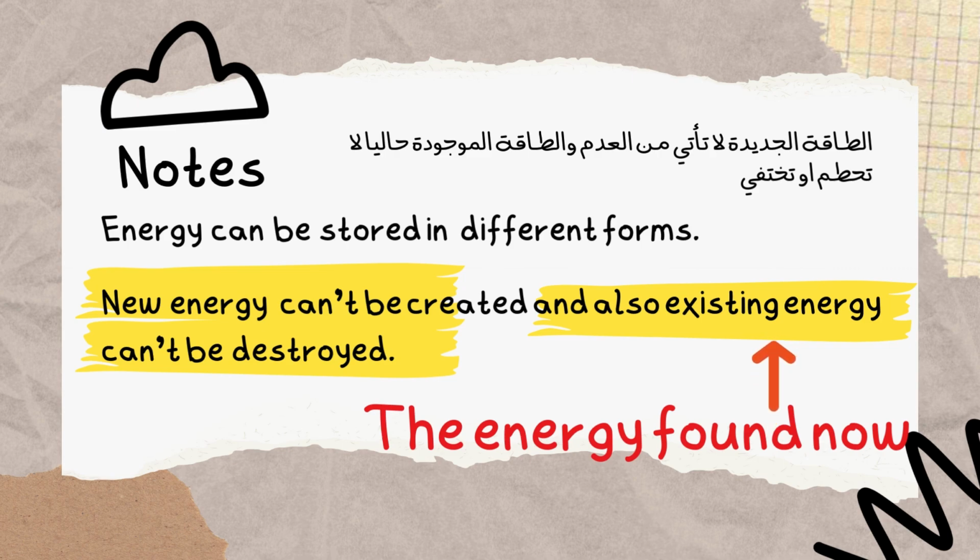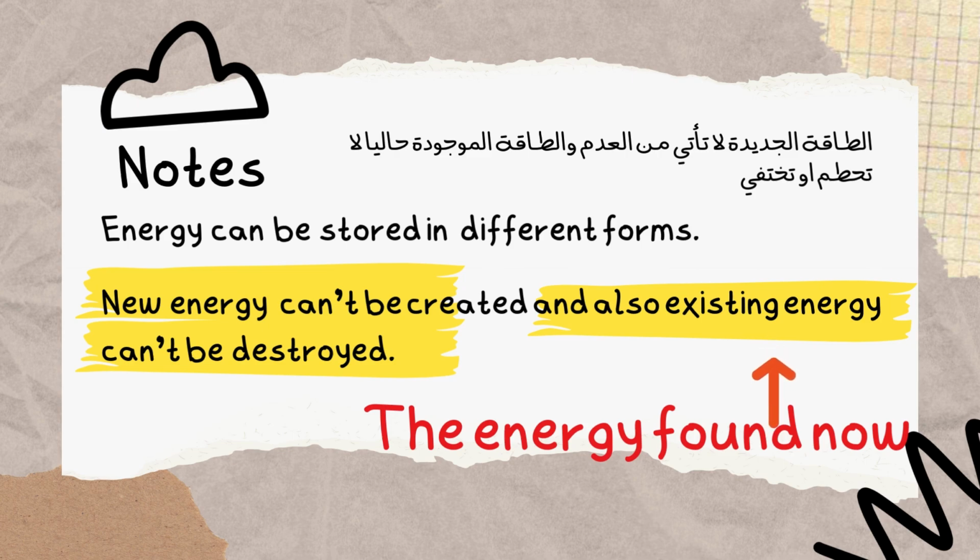So here we have a very, very important note that tells us that energy can be stored in different forms as gravitational potential energy or chemical energy or in the spring. And new energy can't be created. What is the meaning of created? Created means to be found from nothing.